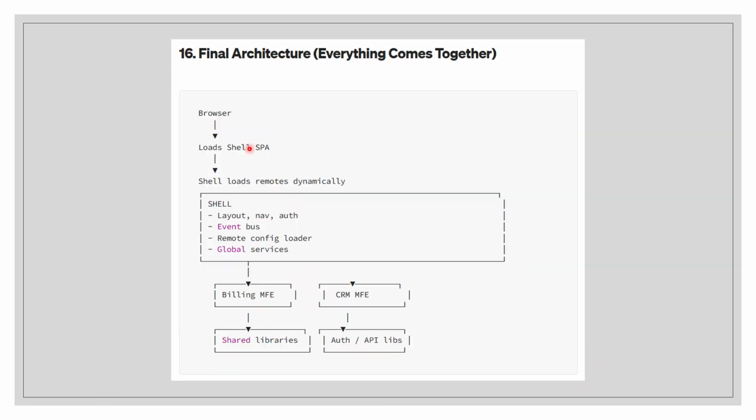And this is the final picture. This is our browser. It loads the shell as a single page application. Angular is praised for single page applications. What does the shell do? It loads the remotes dynamically. The billing MFE, the CRM, shared libraries, auth, everything will be loaded dynamically by the shell. This is the whole picture of how Module Federation will look like at the end.